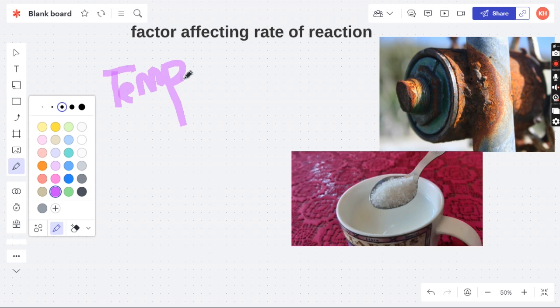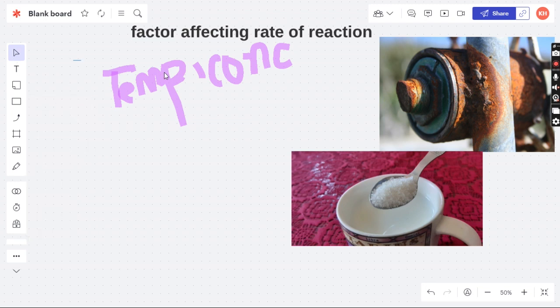The second factor involved, basically, if we talk about it, we only consider the two. First is temperature, the second is concentration. So these are the two important factors in it, right? So let's discuss one by one each factor with its explanation. These are the two factors that we need to discuss in detail, right?